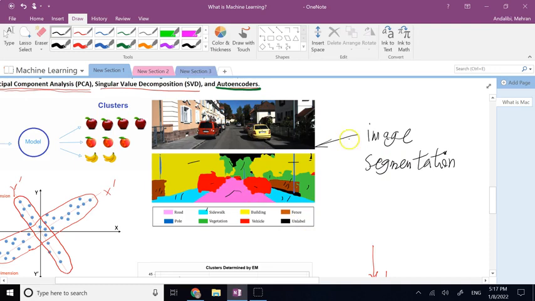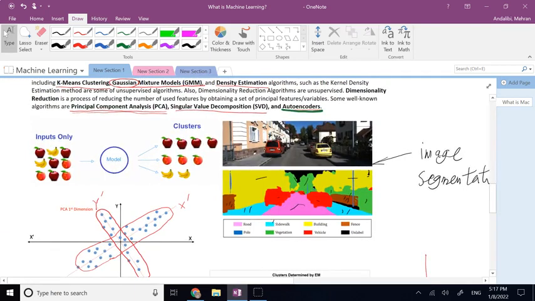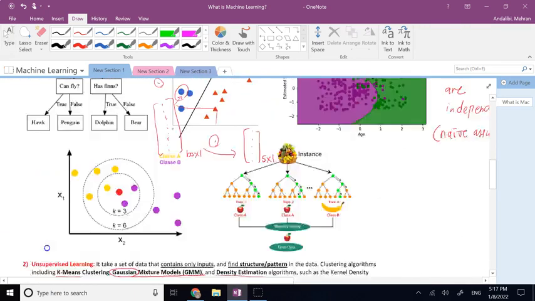So it can give you a meaningful division of the image into regions that all belong to the same kind of category from the standpoint of us human beings. So that's one of the things that you can do.